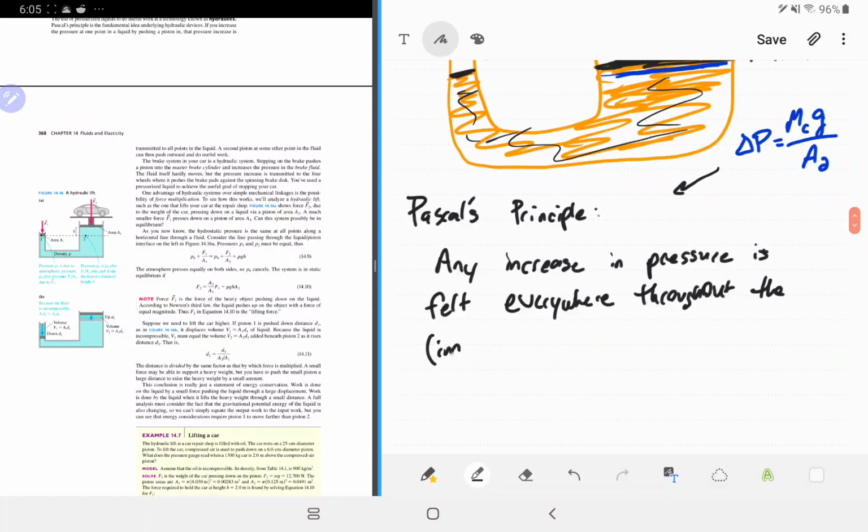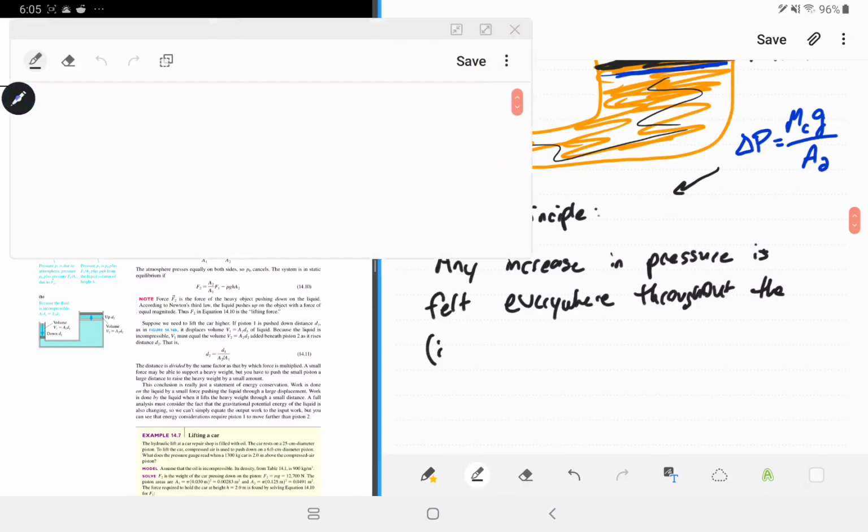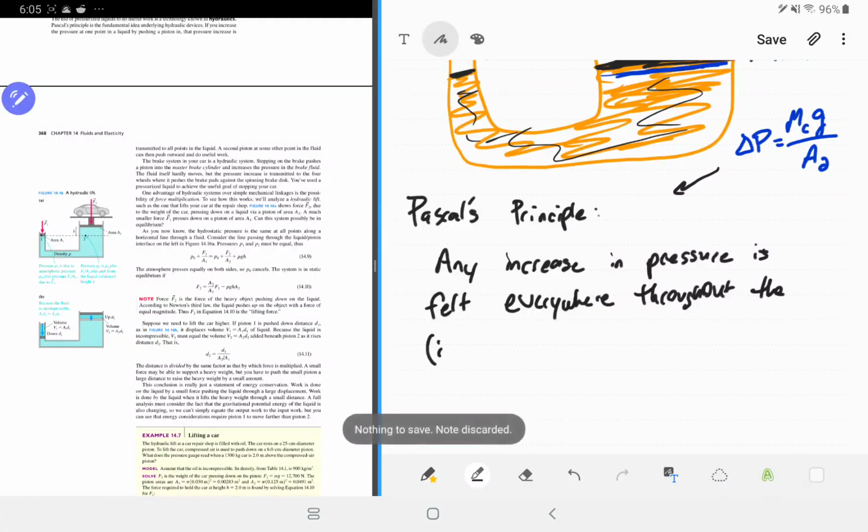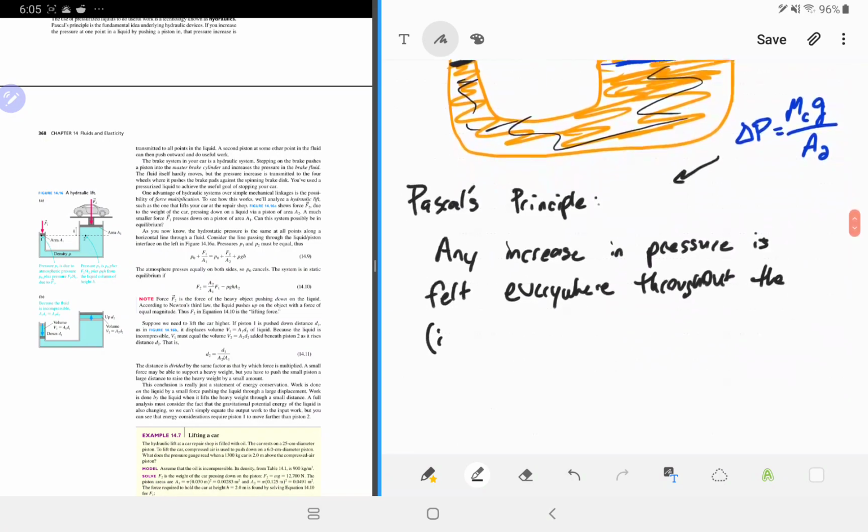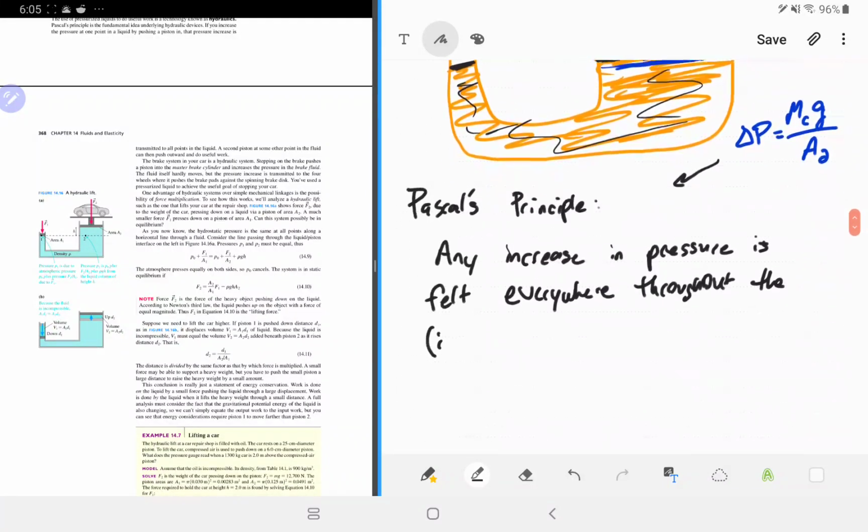And this applies to incompressible fluids. Something like water is very, very hard to squeeze, to change the volume of. You require extraordinarily high pressures to do that. So the volume of the water isn't going to change. So it's an incompressible fluid.